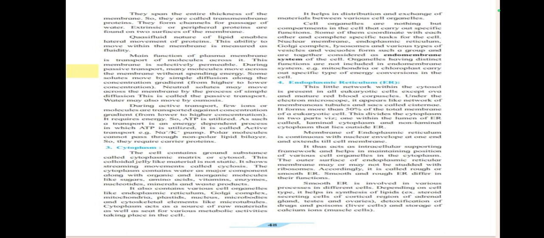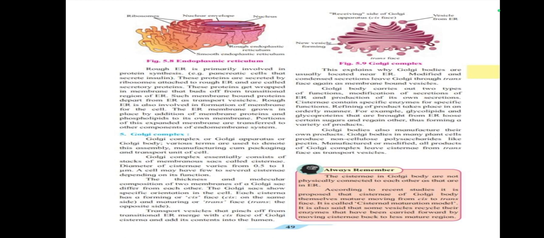Smooth endoplasmic reticulum is involved in various processes in different cells depending on cell type. It helps in synthesis of lipids, for example in steroid secreting cells of cortical regions of adrenal glands, testes, and ovaries. Detoxification of drugs and poisons, in liver cells, and storage of calcium ions, in muscle cells. Rough endoplasmic reticulum is primarily involved in protein synthesis, for example in pancreatic cells that secrete insulin.